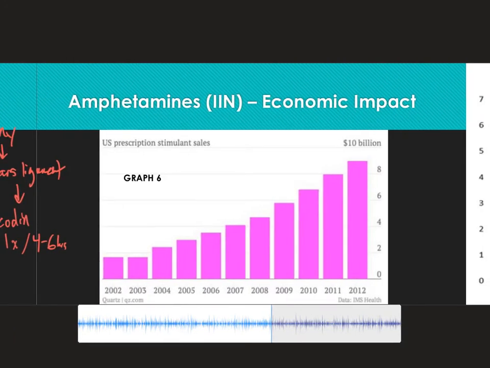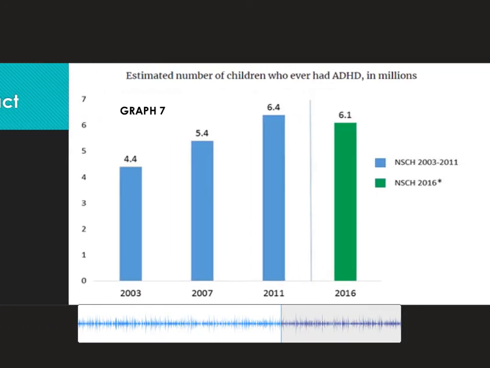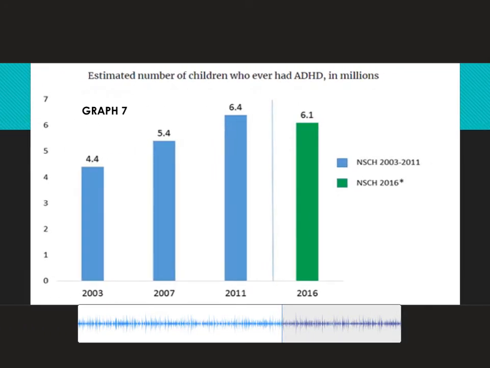To cover the other side of Schedule II drugs, let's take a closer look at some of the non-narcotic Schedule II drugs, specifically amphetamines. Adderall, a combined amphetamine medication, has had consistent economic impact. Looking at Graph 6, we can see that sales have been growing rapidly every year and reached $9 billion as of 2012.